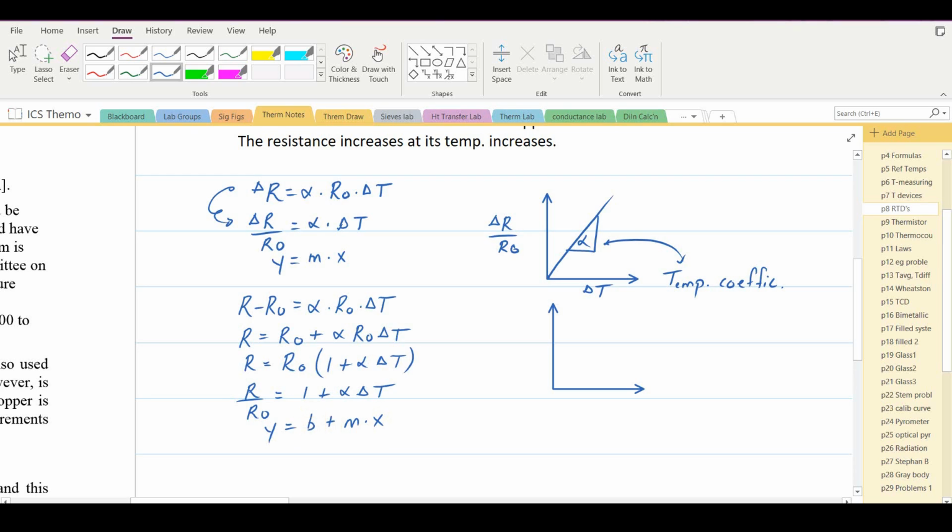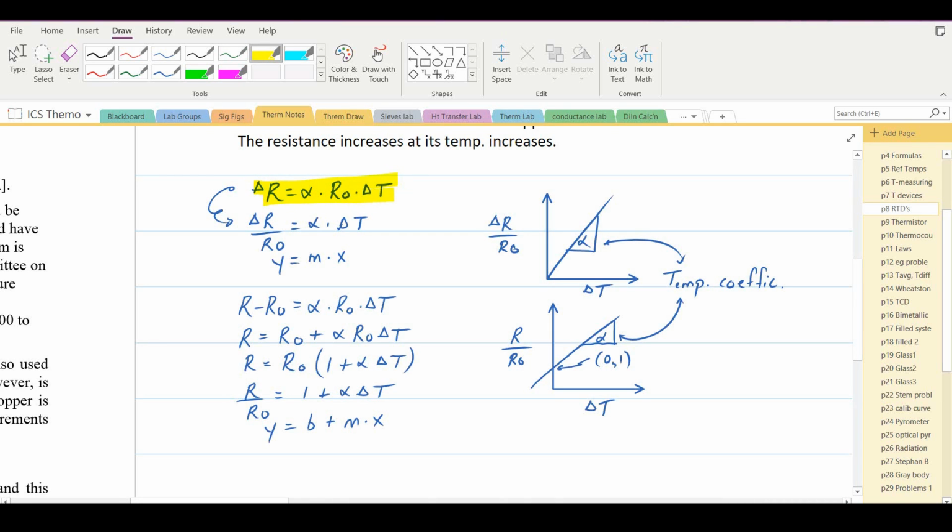If we were to plot this, R over R sub 0 versus delta T, again we'd have the equation of a straight line. This time the intercept would not be the origin, it would be 1. And again we'll have a temperature coefficient, alpha, which reflects the response of the particular metal in use. Two very easy forms of the equation to use, and we'll use these to solve a few problems.